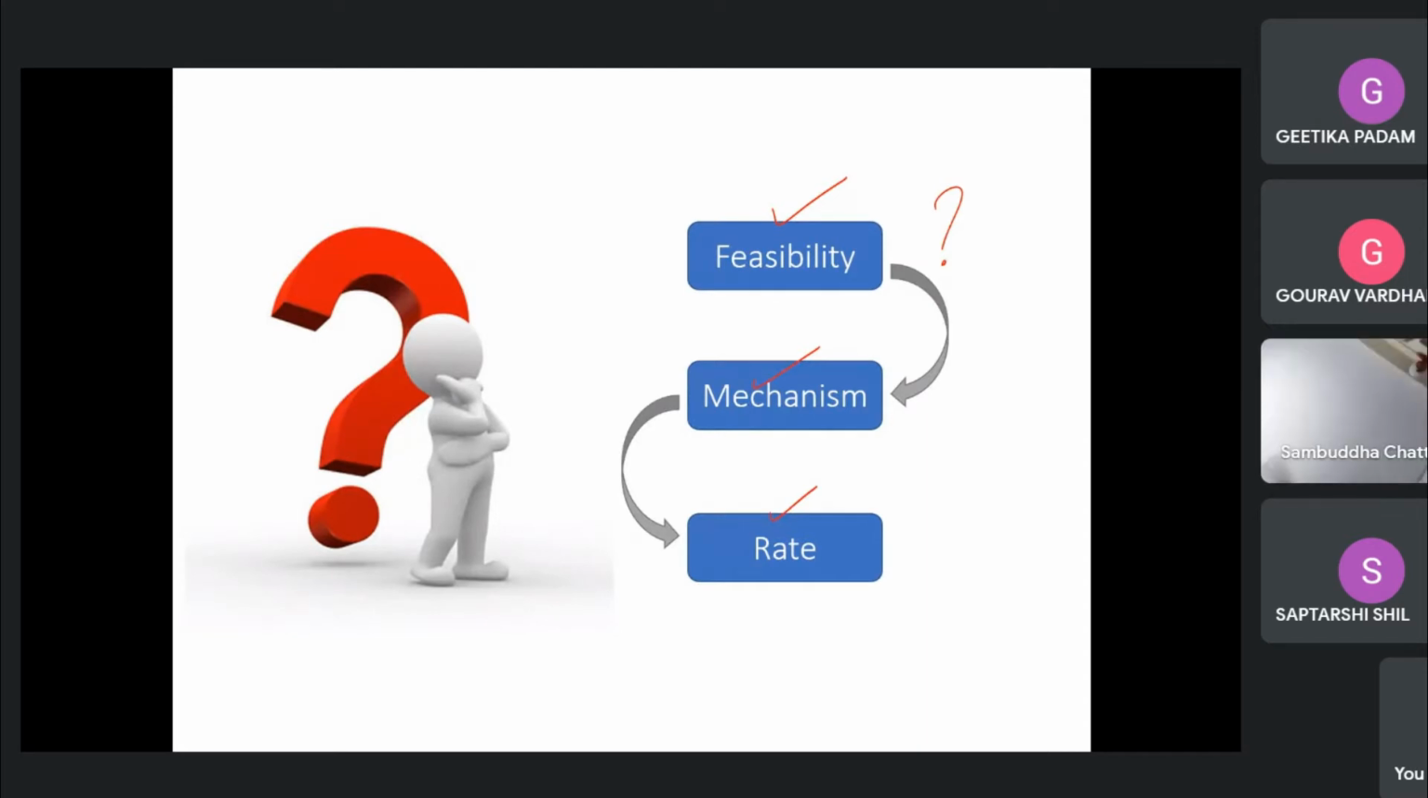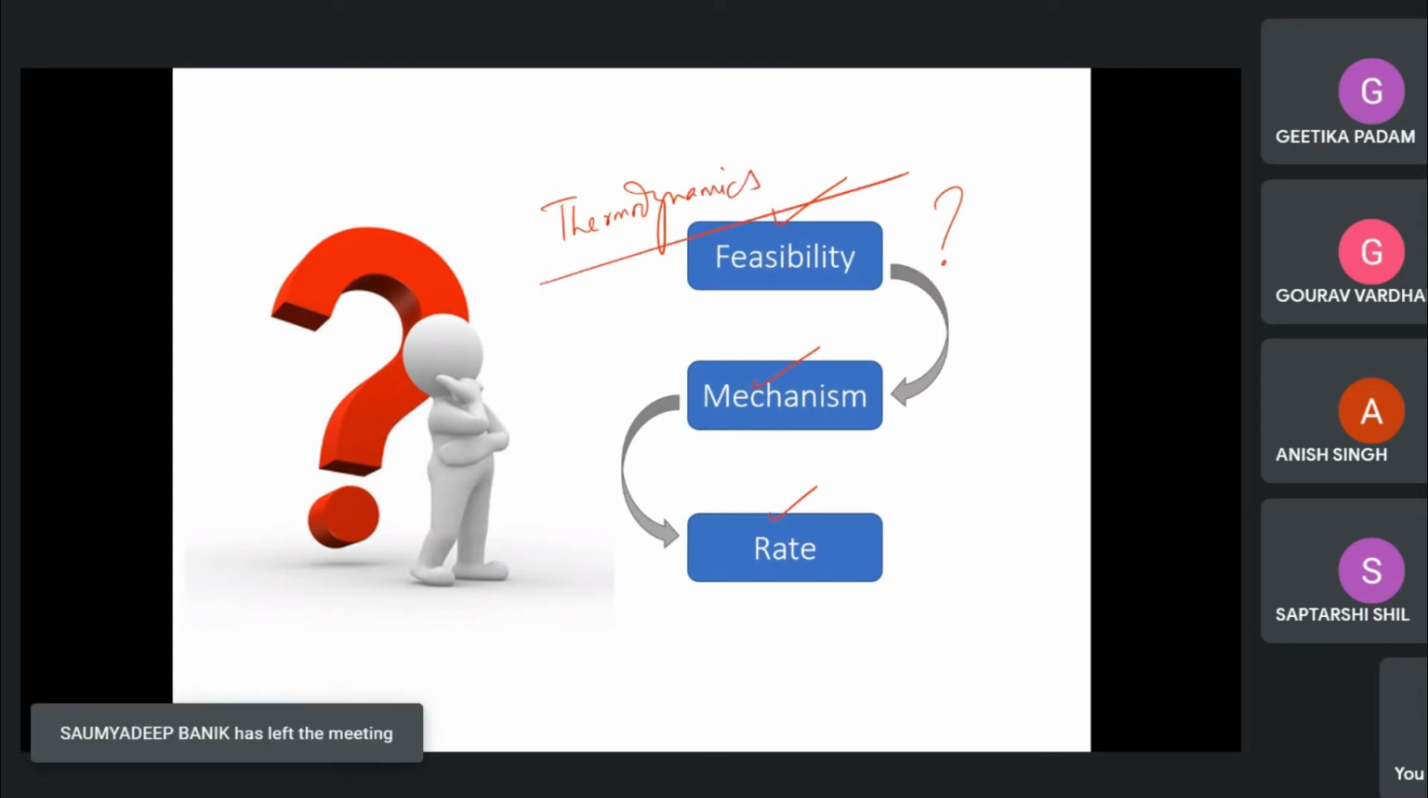So what are the topics that help? The first topic that helps to get the answer of feasibility, that is very, very popular, is thermodynamics. From thermodynamics, you can get the answer to this particular question, whether a process is feasible under a given set of conditions or not.